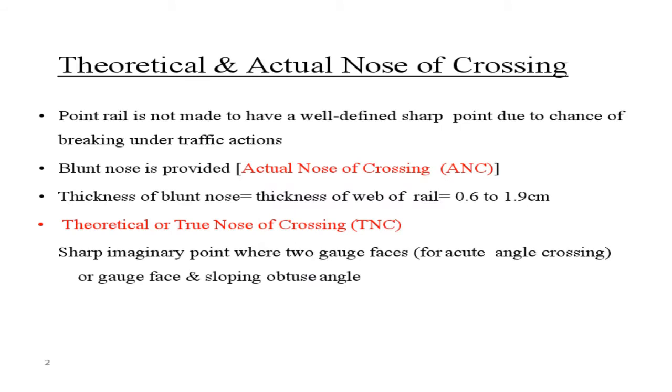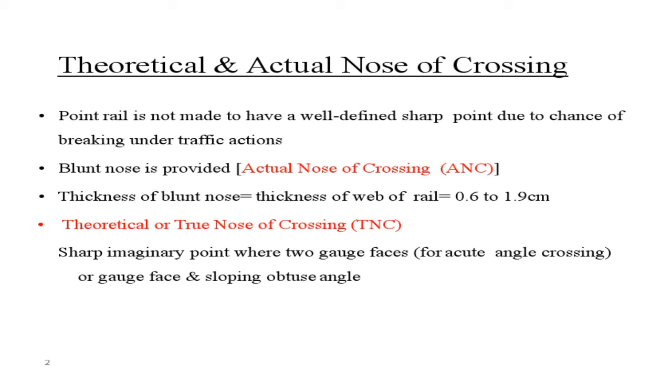Theoretical and actual nose of crossing. We know that in a crossing there are two rails which come and meet. One is the point rail and the other is the splice rail. In some cases we'll be having two point rails. The point rail is not made to a well-defined sharp point due to the chance of breaking under traffic action. If it is made sharpened, there is a chance of the wheel of the train coming and hitting the sharp point on the rail. So it is not made into a sharpened one, it is made into a blunt nose.